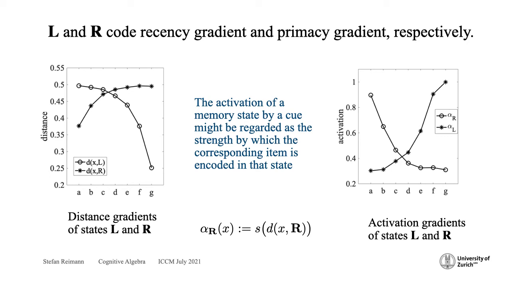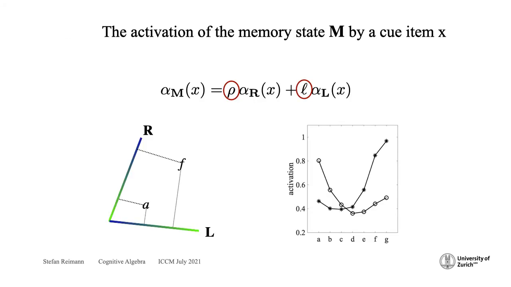In many tasks, after memorizing a Q item is presented. This Q activates the memory state stronger the more similar it is to that state. Activation of the memory state by the Q can be regarded as the strength with which the corresponding list item has been memorized in the memory state. Early items are stronger engraved in R, while later items are stronger engraved in L. Therefore, R codes a primacy gradient, while L codes a recency gradient.